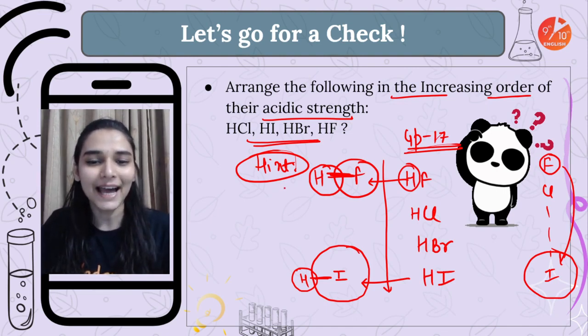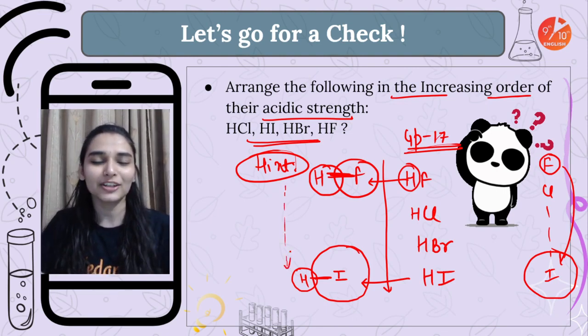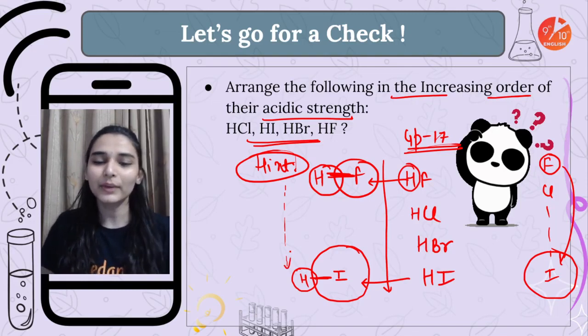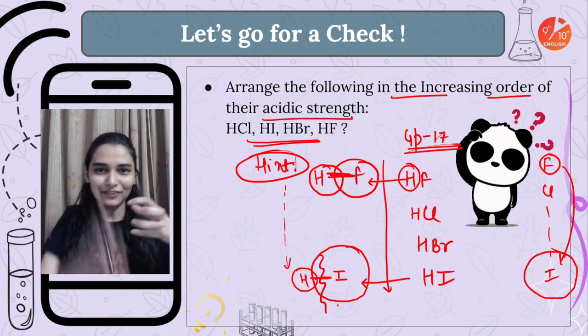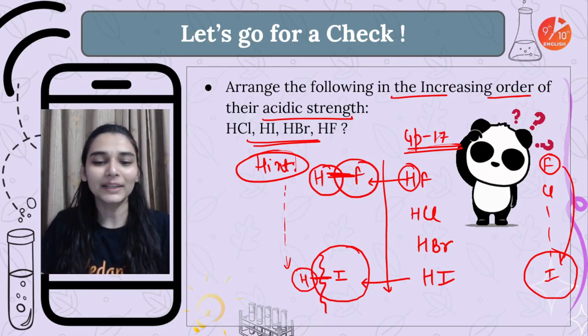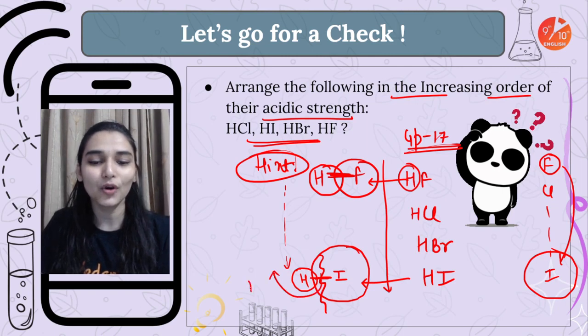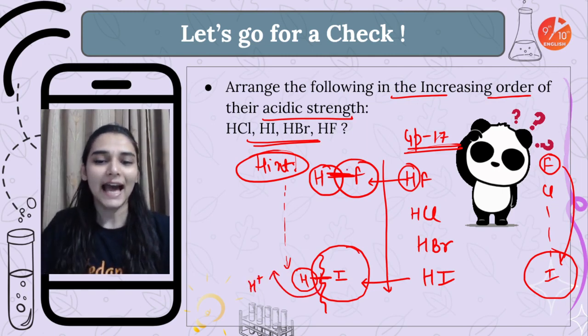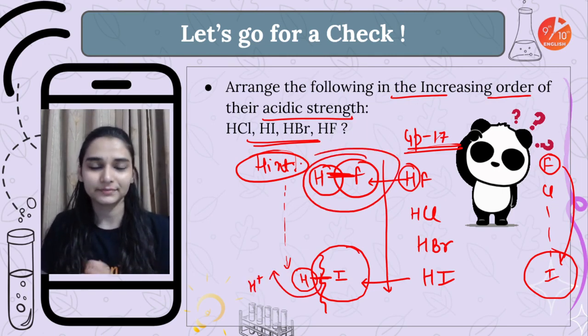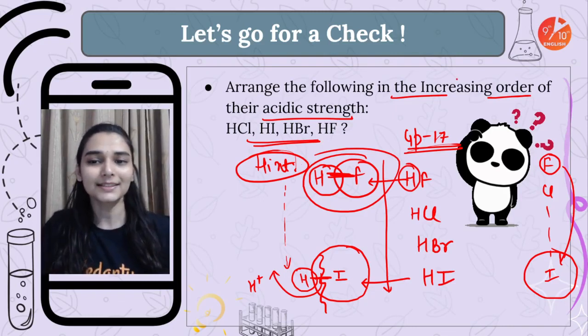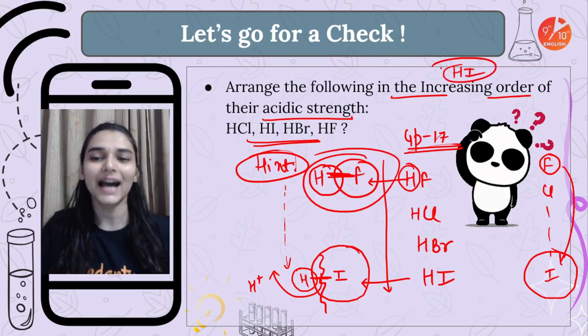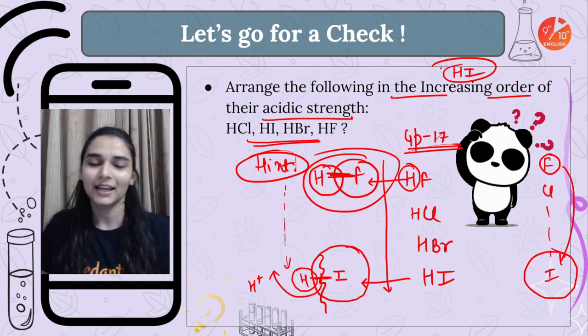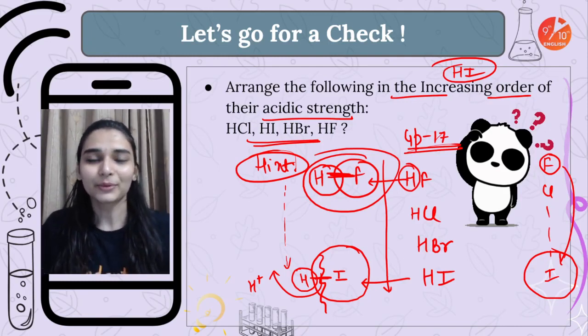So what happens is, as you are going down from HF to HI, it will become easy to break the hydrogen iodide bond. Okay, so it means that it will become easier for H plus to go out from HI as compared to HF. So out of all these, the strongest acid would be hydrogen iodide. Okay, HI you can say is going to be the strongest acid.